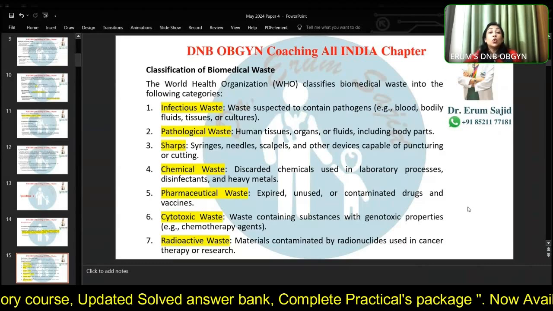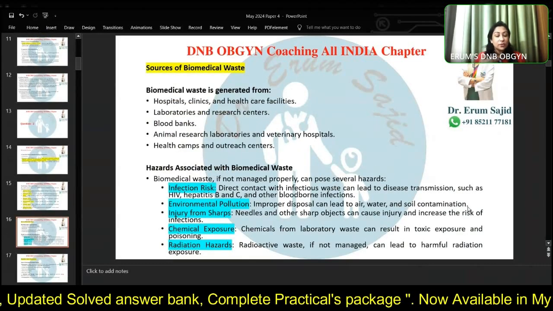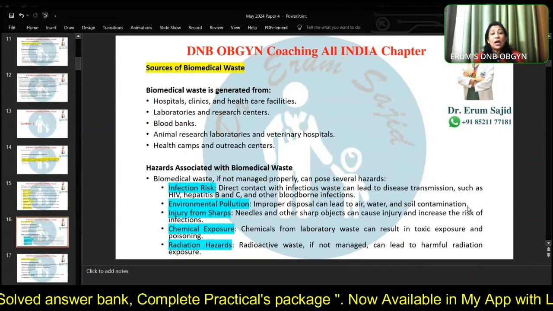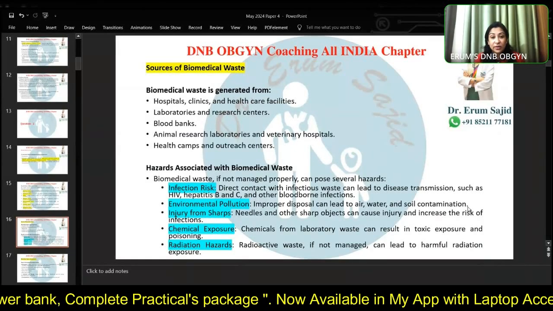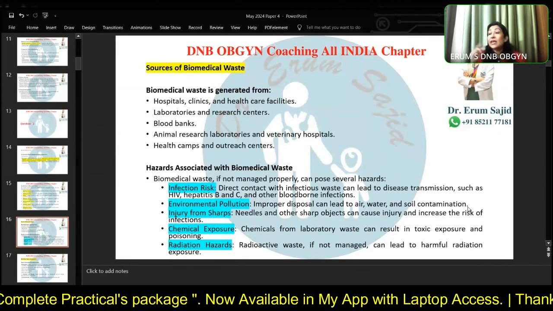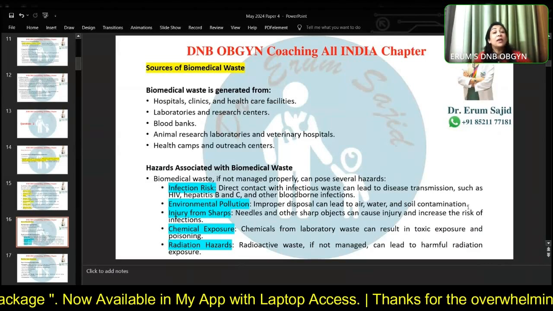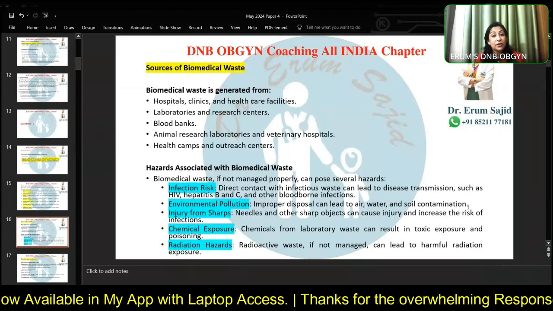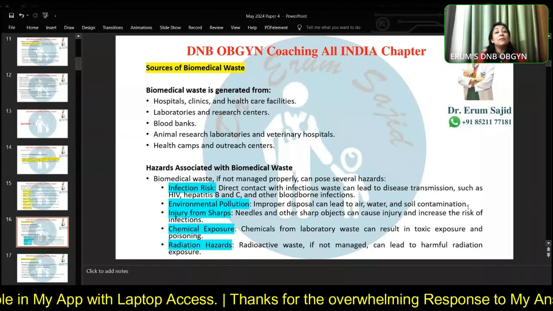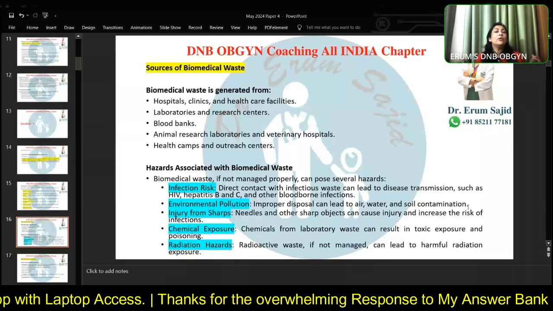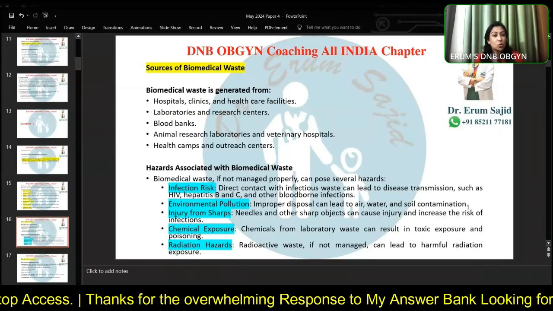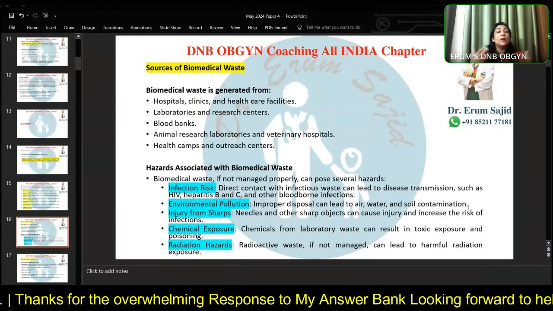What about sources of medical waste? So come on, you close your eyes and you start thinking about yourself. What all are the sources of biomedical waste? So you have the hospitals, the clinics, the healthcare facilities, the vaccination centers, the laboratories, the research centers, the blood bank, animal research laboratories, veterinary hospitals, health camps, outreach centers. What more can you think of? Everything is there. The sources of medical waste. Just close your eyes and you'll be able to come up with answers, right?